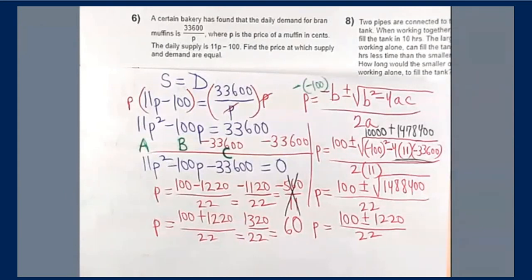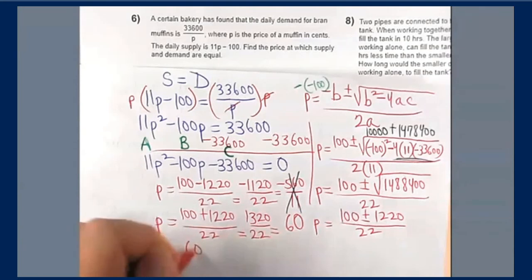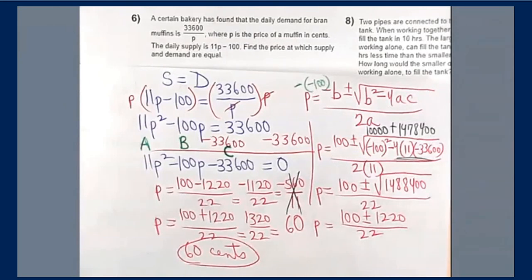And again, since the price must be positive, I misspoke earlier. You can be in a negative profit situation, but P represents price, and that cannot be negative. So that's why we rejected the negative 560 over 11. So in order for supply to equal demand, the price of a muffin must be 60 cents. Any questions about this economics problem?